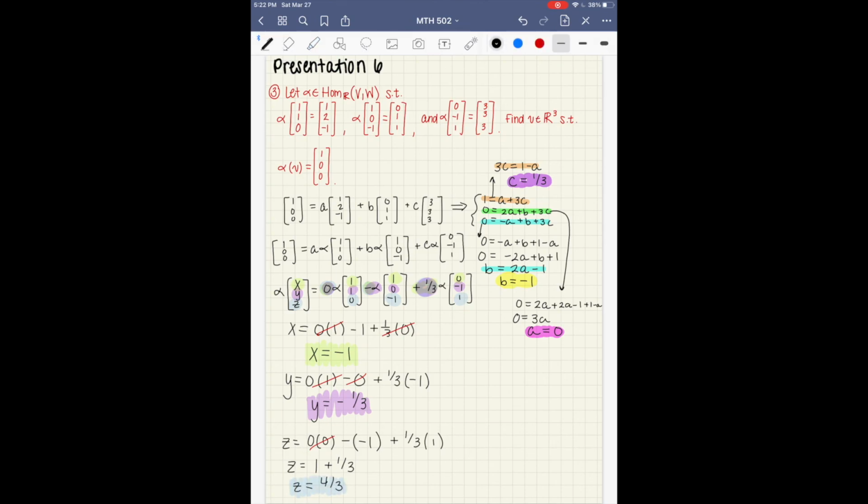So now we can put this together: if I take alpha of a vector and I get (1, 0, 0) out, that vector would be (-1, -1/3, 4/3).